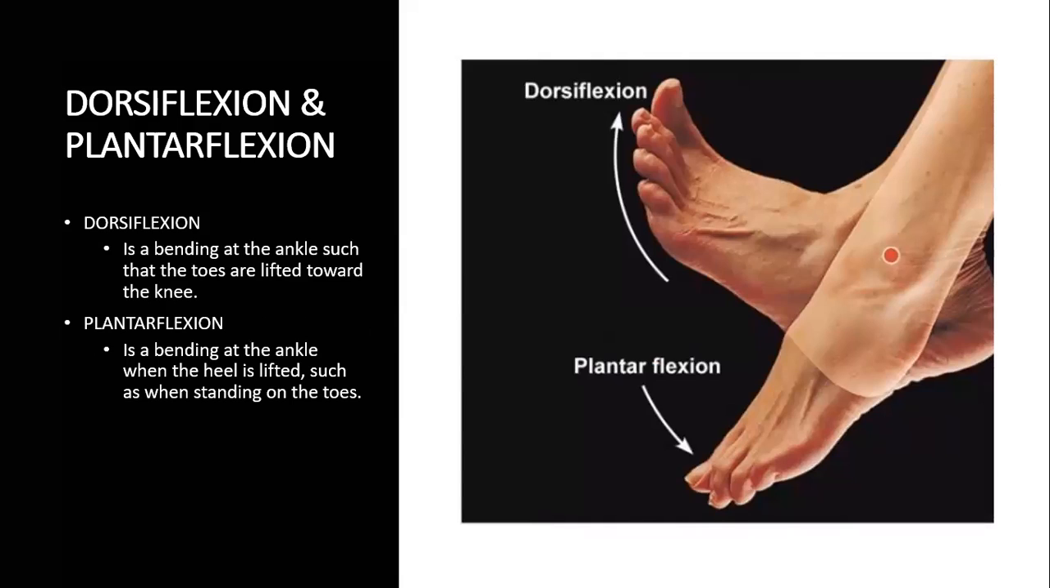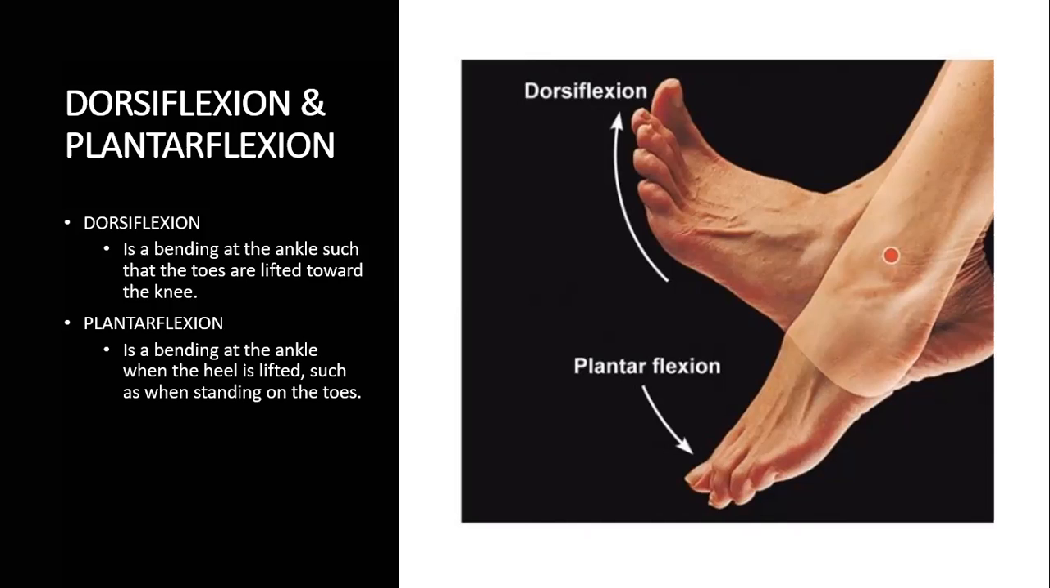Remember, I talked about the ankle having different terminology for flexion and extension. The terms for flexion and extension of the ankle are dorsiflexion and plantar flexion. When we dorsiflex our ankle, we're bringing the toes towards the knee. That is dorsiflexion. Dorsiflexion and plantar flexion occur in the sagittal plane.